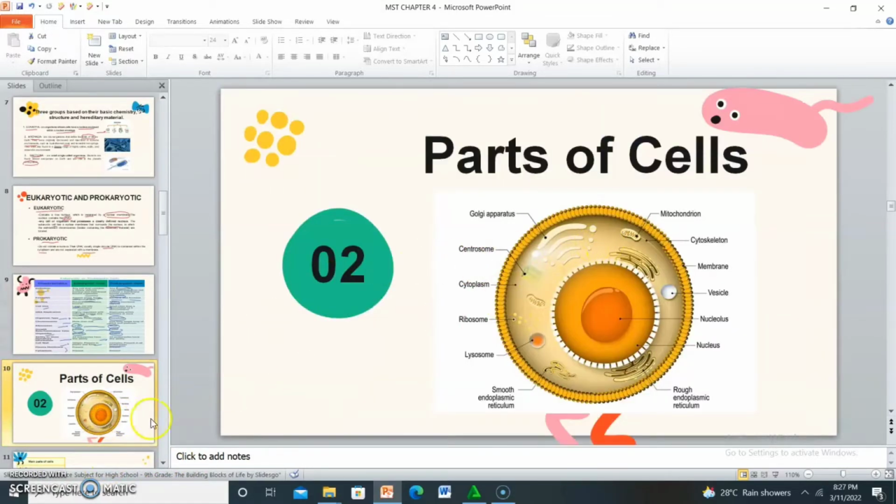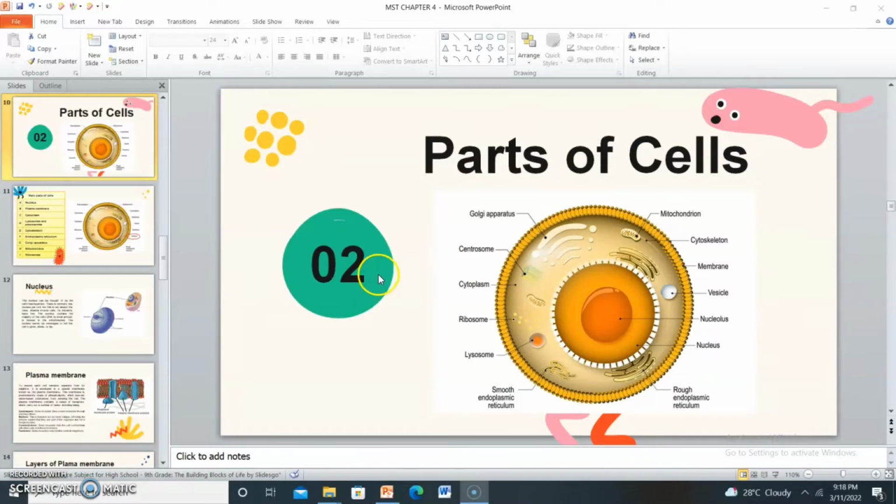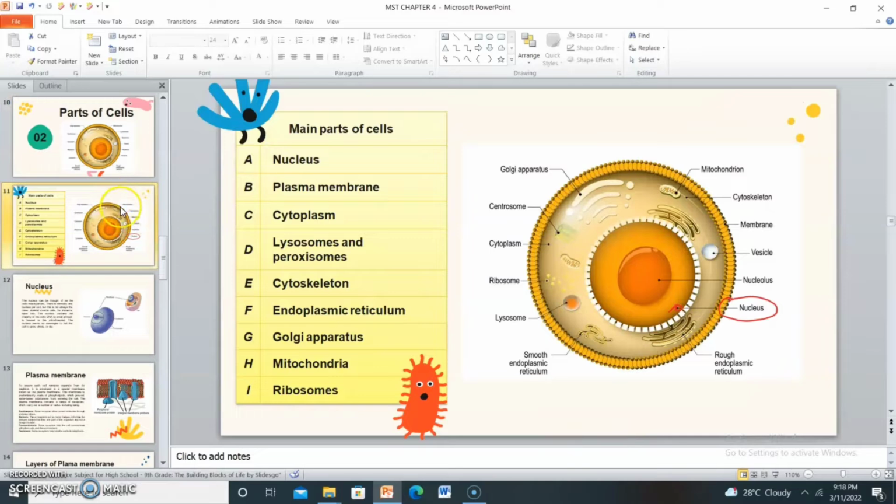The next one is the parts of cells. The main parts of cells are the nucleus, plasma membrane, cytoplasm, lysosomes and peroxisomes, cytoskeleton, endoplasmic reticulum, Golgi apparatus, mitochondria, and ribosomes. Those are the main parts of cells.